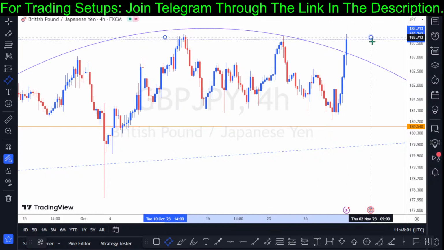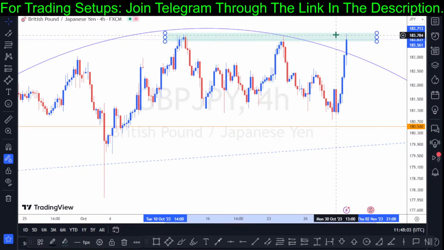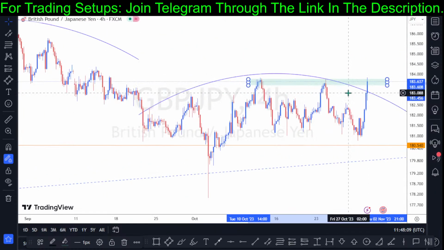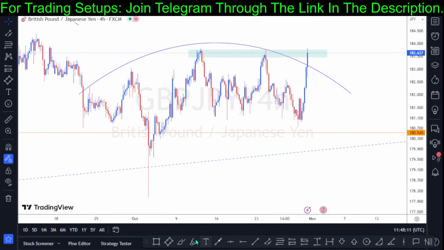And then what you need is a resistance structure at this medium right here. This could be a validation of the right shoulder right here. This could be a short entry for the validation of the right shoulder to be formed. So for those of you who want to trade on the JPY, you could be looking out for a short entry at this resistance structure.